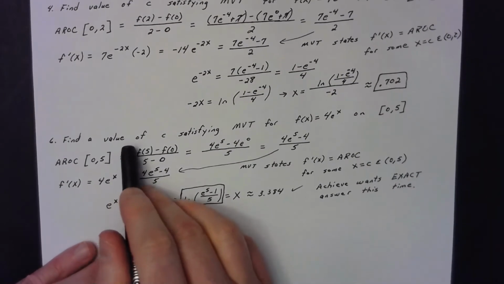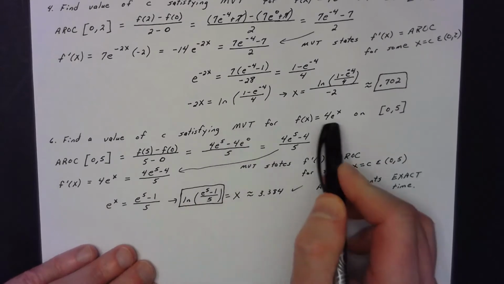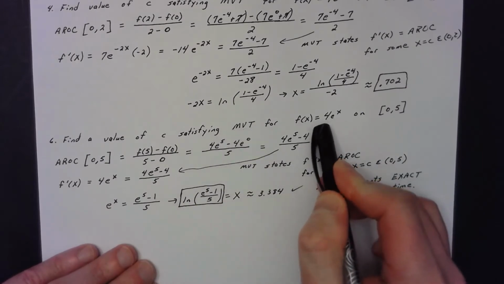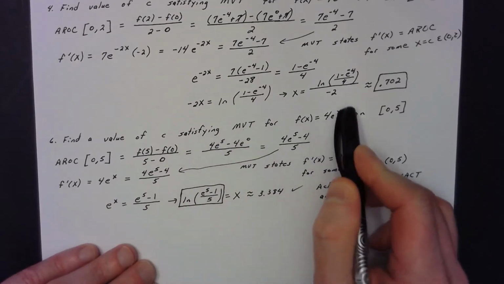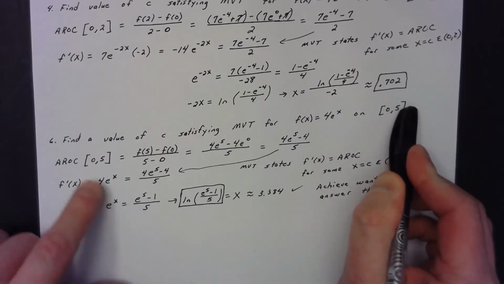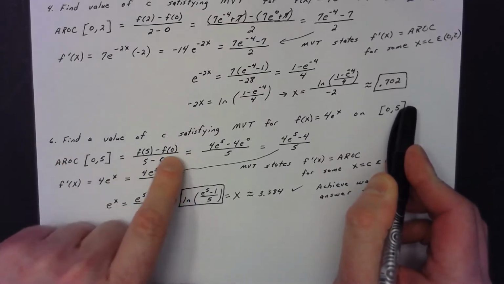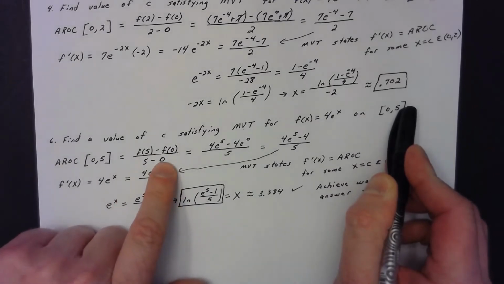So the leading instructions will be: find a value of c that satisfies the mean value theorem for a similar function. This time it's a bit easier, 4e to the x on the interval between 0 and 5. First thing I have to do is find the average rate of change between 0 and 5: f of 5 minus f of 0 over 5 minus 0.